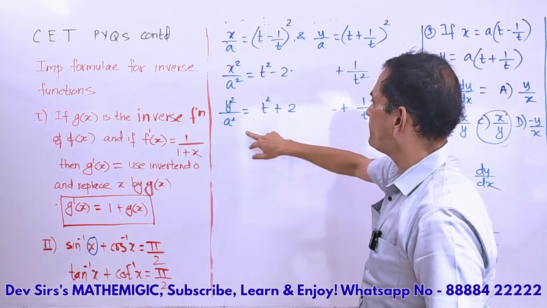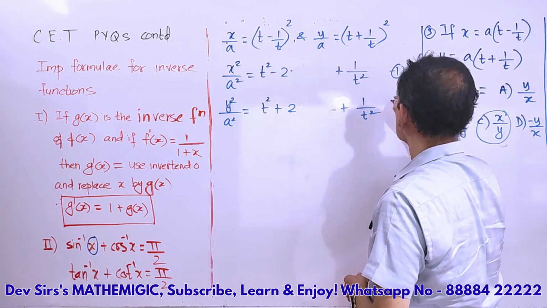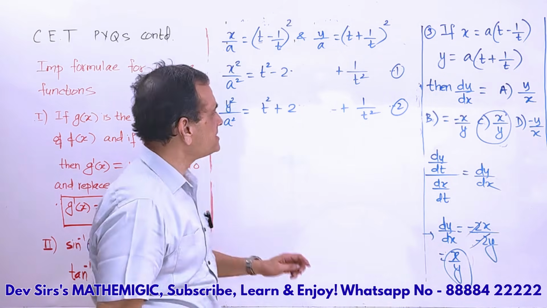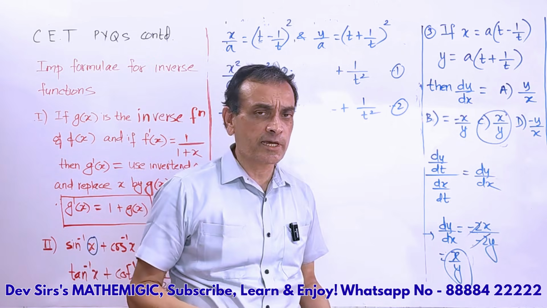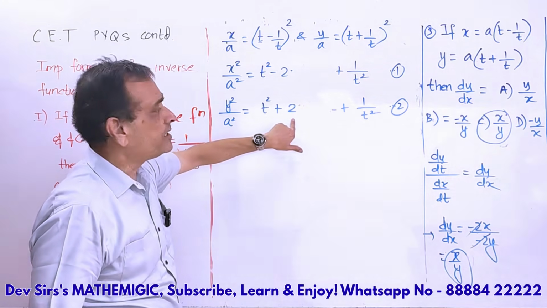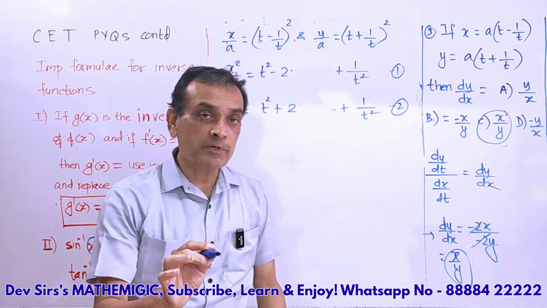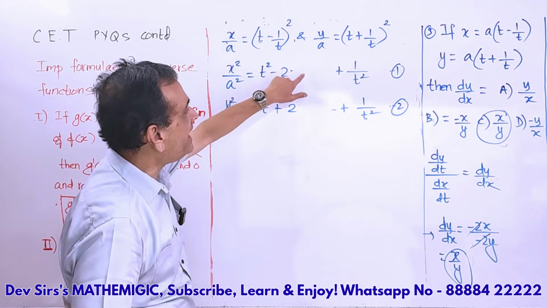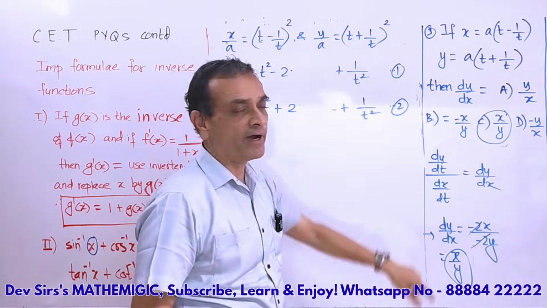Squaring this and squaring this, we get two equations, 1 and 2. Now obviously we might think that if we add both the equations, minus 2 plus 2 cancel, something will become easier, but no. Although minus 2 plus 2 are getting cancelled, what remains is t squared plus t squared, 2t squared. Our job is to remove t. Our aim is to remove t. So I am not going to add equations 1 and 2. I am going to subtract equation 2 from equation 1.